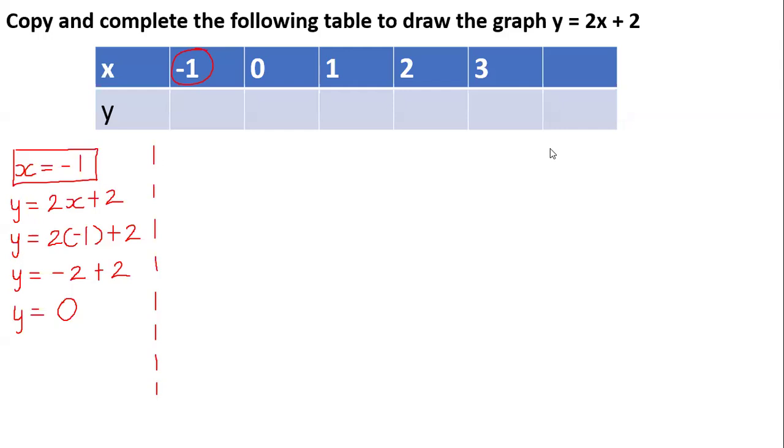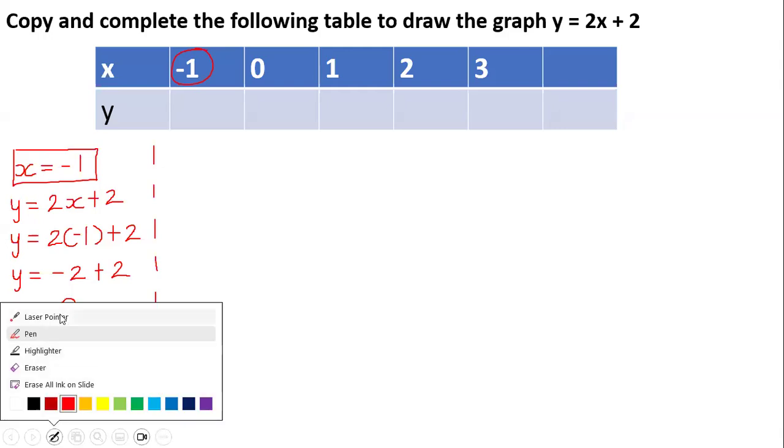Yes, sir. Adron, explain how we got y is equal to 0. Where's Adron? Adron, can you hear me? I can't hear from Adron. Alora, can you hear me? Where's Alora?